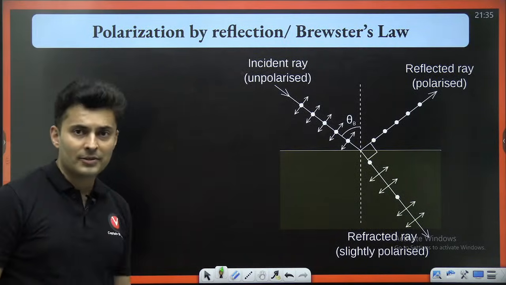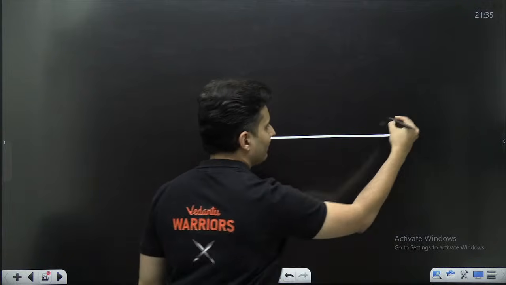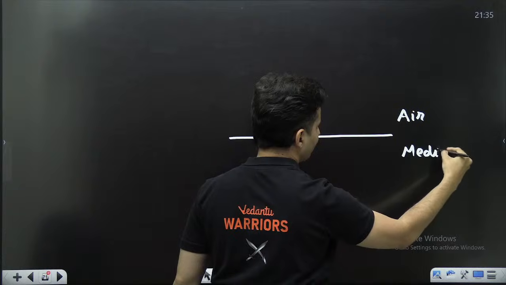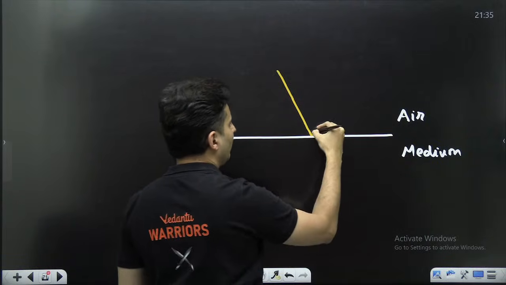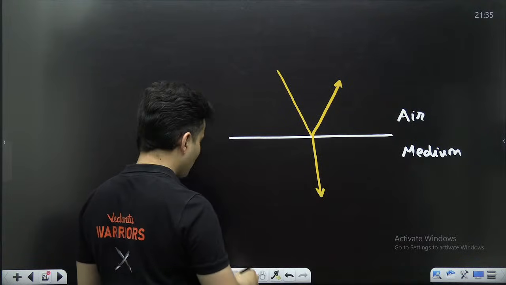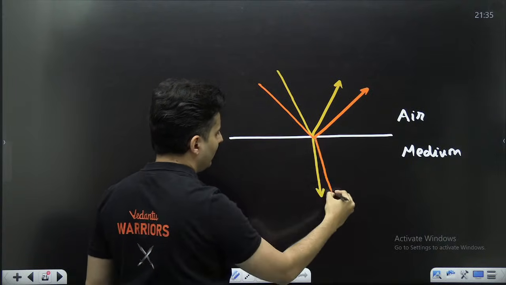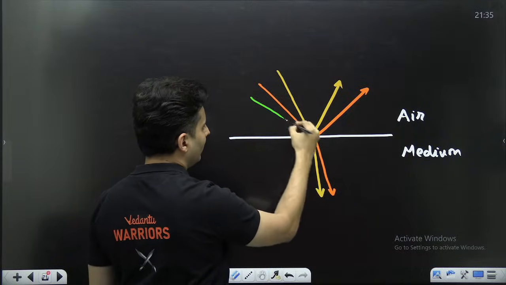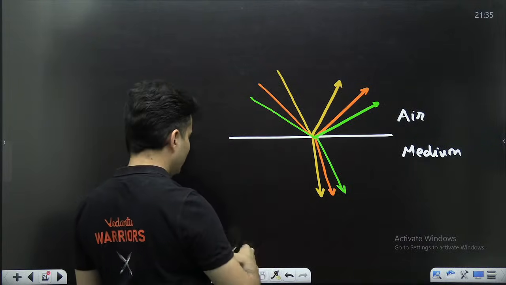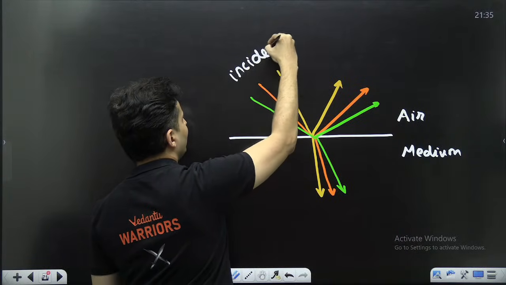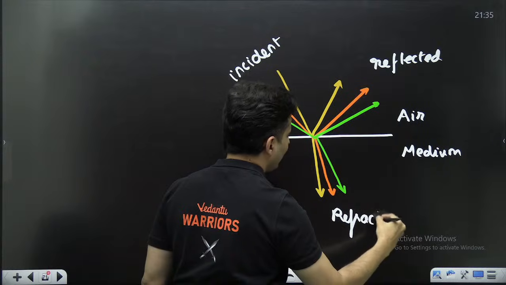the final aspect over here is Brewster's law. It says that if you have, let's say, air and some medium, and light falls on that medium, some of it gets reflected, some of it gets refracted. You make the light go at another angle, it will get reflected at another angle, and part of it will get refracted over here. So remember, this part is the incident part, this part is the reflected part, and this part is nothing but the refracted part.